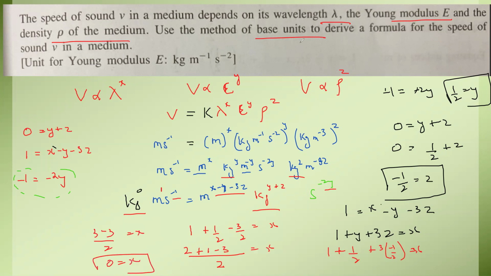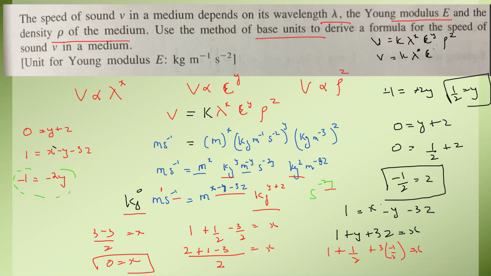So we have the value of x, y and z. The value of x is 0. What does this mean for this factor? Because this was the original equation: v equals k times lambda raised to power x, E raised to power y, and density raised to power z. So lambda, the power of x is what? The power of x is 0. So anything raised to power 0 is 1, and lambda will not be included in the equation.